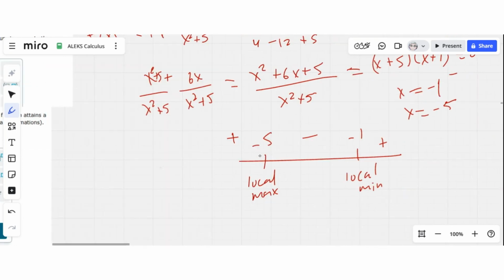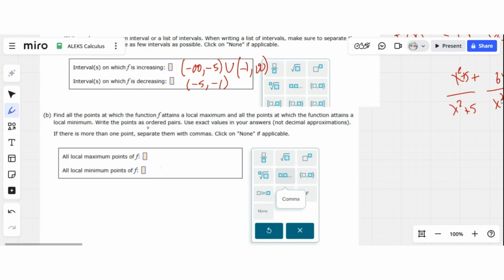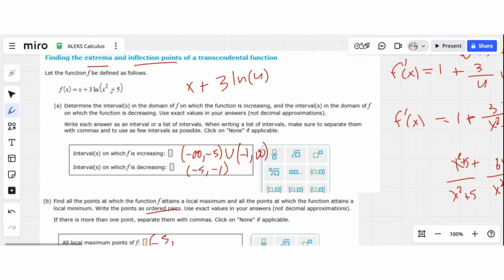We have the x values, but they want an ordered pair here. So we got -5, comma something, and -1, comma something. To figure out what that is, we got to put it back in the original function. If I put -5 in here, I'm going to get 25 plus 5, that's 30.